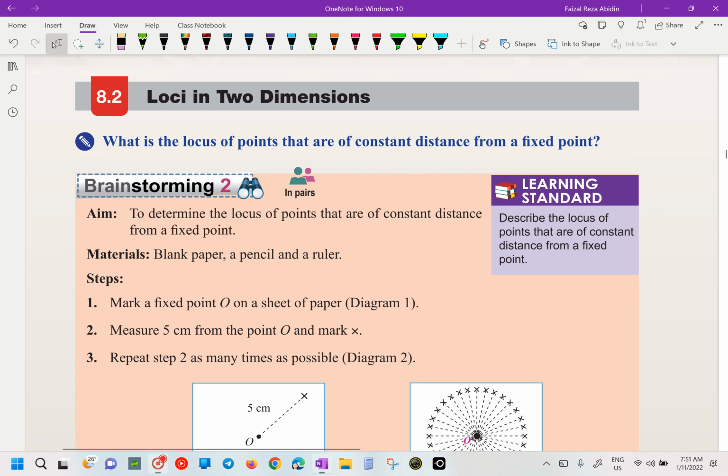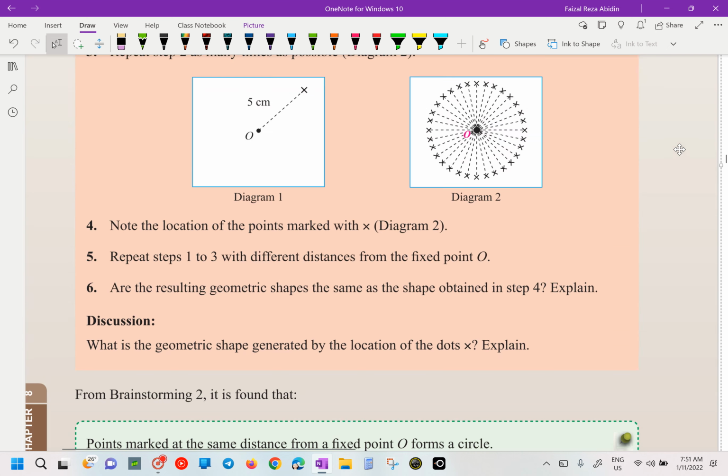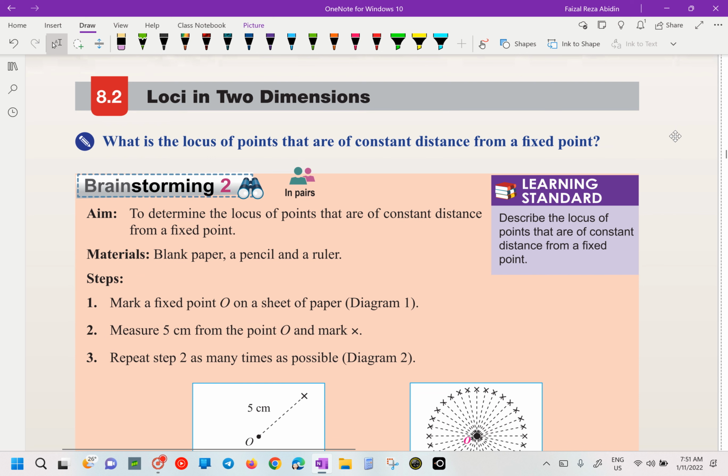You can look into our textbook first, Loci in two dimensions, page 204. Okay. So you know already that we are going to have four types of locus. Okay, four types: 1 point, 2 point, one straight line, and two intersecting lines. You can look into your textbook.